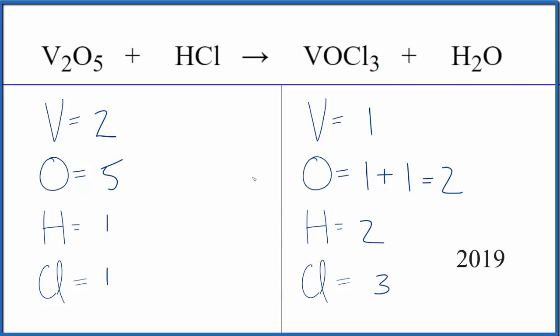I'd like to leave the oxygens till last. That's usually a pretty good strategy. Might as well start out with the vanadium. If we put a 2 here, 1 times 2, that'll give us 2 of those. But that would change also the oxygen and the chlorine atoms.